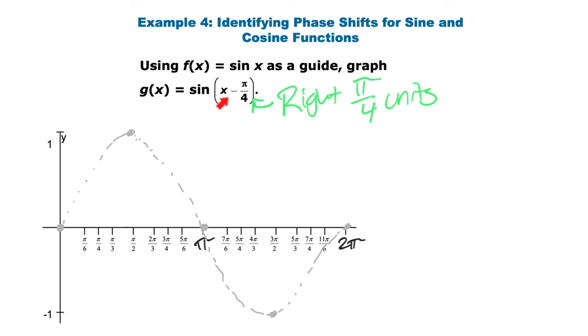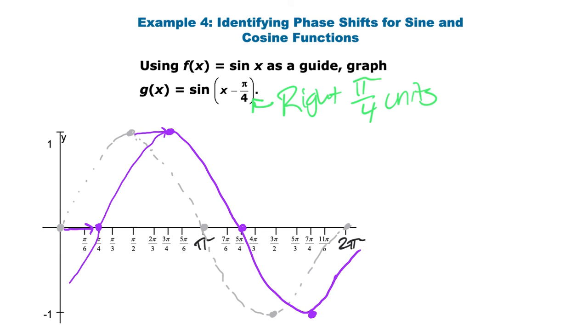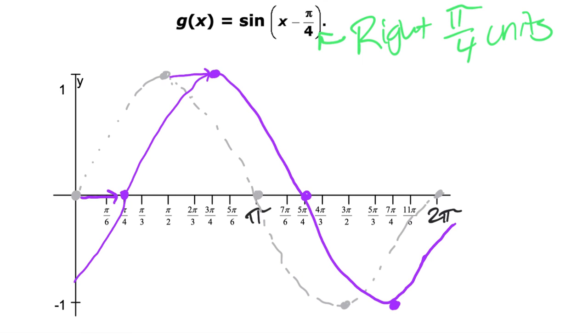Subtracting pi over 4 from x inside those parentheses is going to move it to the right, pi over 4 units. So just like other transformations we've had, left and right feels opposite from what it should be. So if I use the sine of x as a guide, I drew it there in gray, I can just move every point to the right pi over 4 units. So I've done that and connected the points that I have, and the rest of my graph I can just kind of estimate a little bit there. I really encourage you to have both graphs drawn here, the gray sine of x and then the purple sine of x minus pi over 4, so that you can really see that shift to the right.